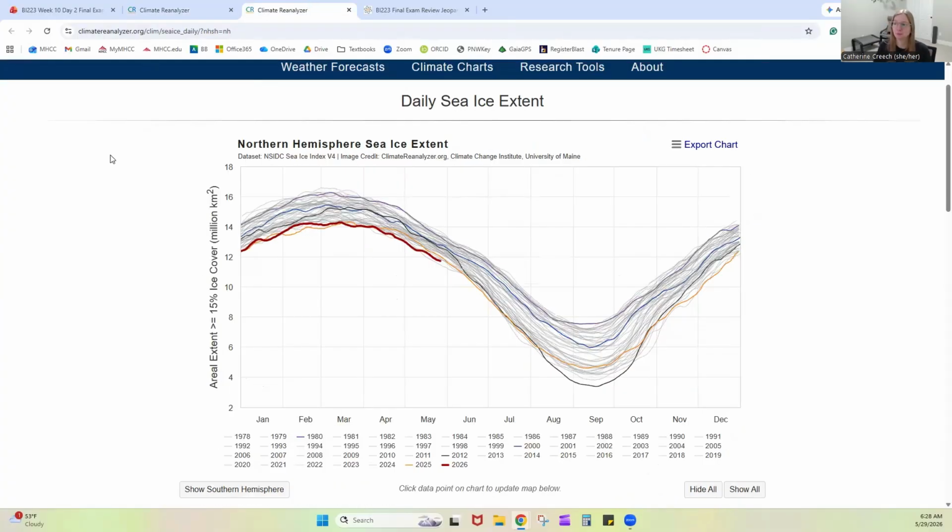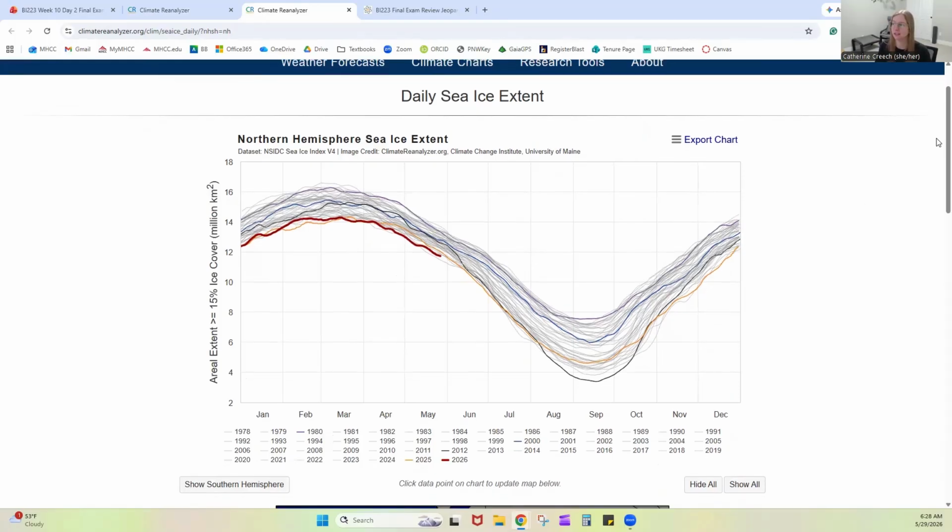Here's another one for you. This is the extent of sea ice, daily extent of sea ice. It's a similar setup, but now those bars are not on the y-axis over anymore. They're on the x-axis on the bottom. Ask yourself what the independent and dependent variable are. Independent, again, is the time, the year, and the month. And then dependent is what we're measuring. This is areal extent, greater than or equal to 15 percent cover of ice, in million kilometers squared.